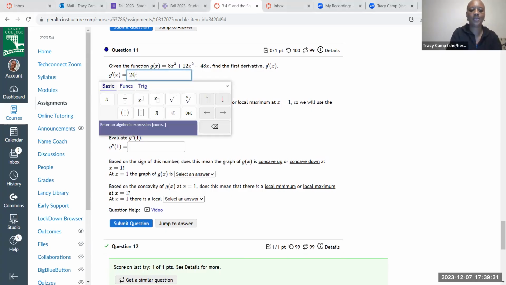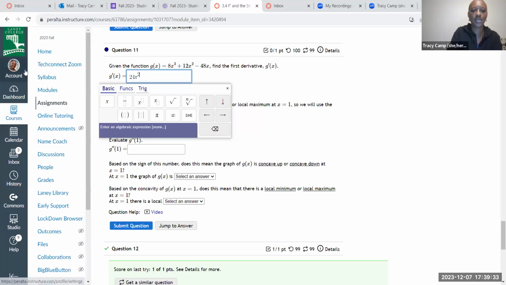So we can do that using our differentiation rules. The 3 drops down to the front. 3 times 8 is 24x squared, and then we take 1 away from the exponent, plus 24x, because the 2 times 12 is 24, and then minus 48. So there's our first derivative.